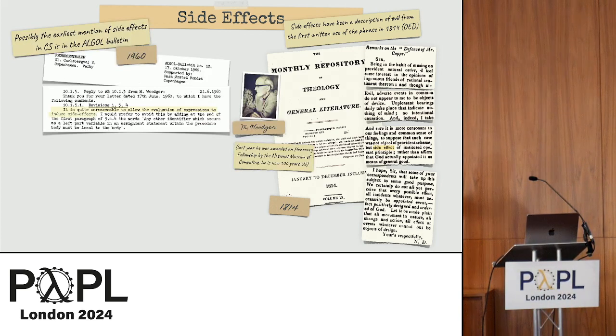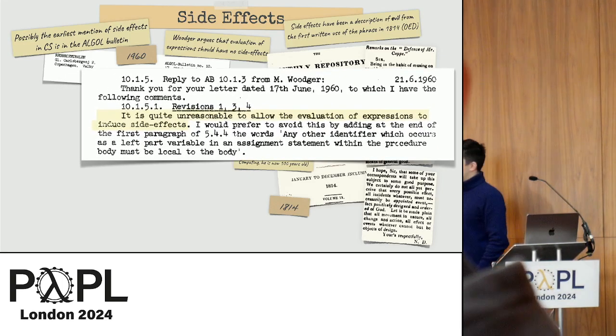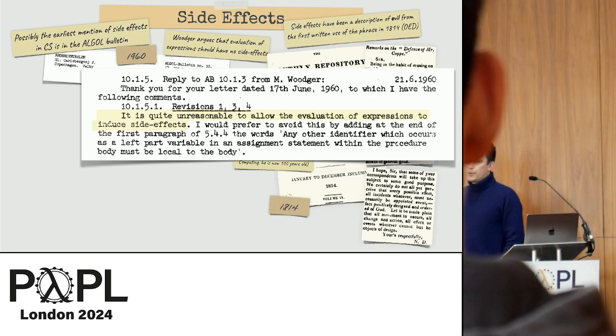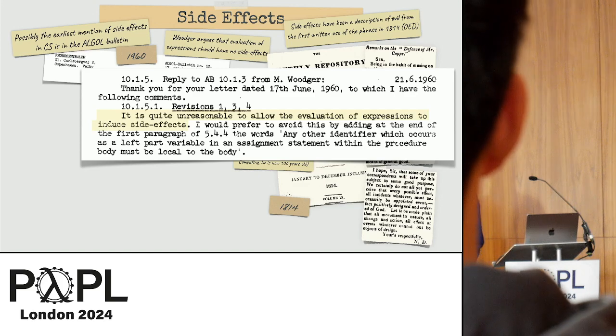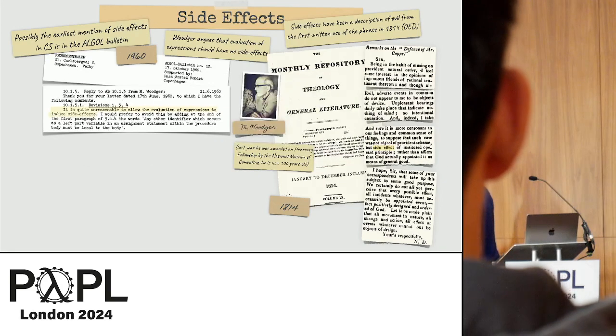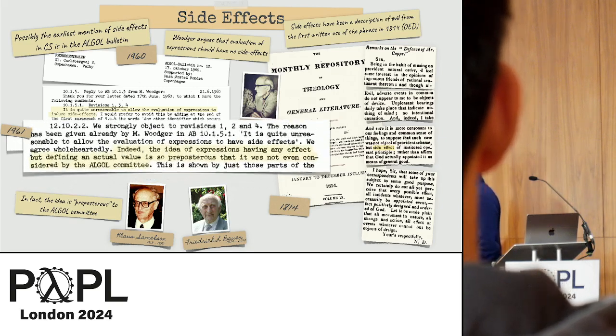And the earliest trace I can find of the mention of side effects goes back to 1960 by Woodger, who says something like, it's unreasonable to allow the evaluation of expressions to include side effects. So from the beginning, it was understood that really they're nothing to do with what we want to compute in our results. And not long after, two of his colleagues, Samelson and Bauer, agree, in fact, they're a bit more emphatic.